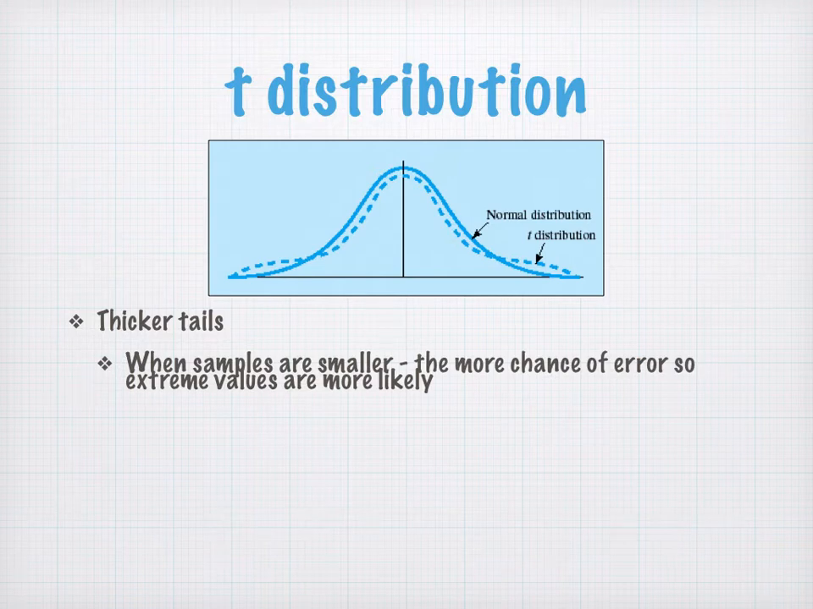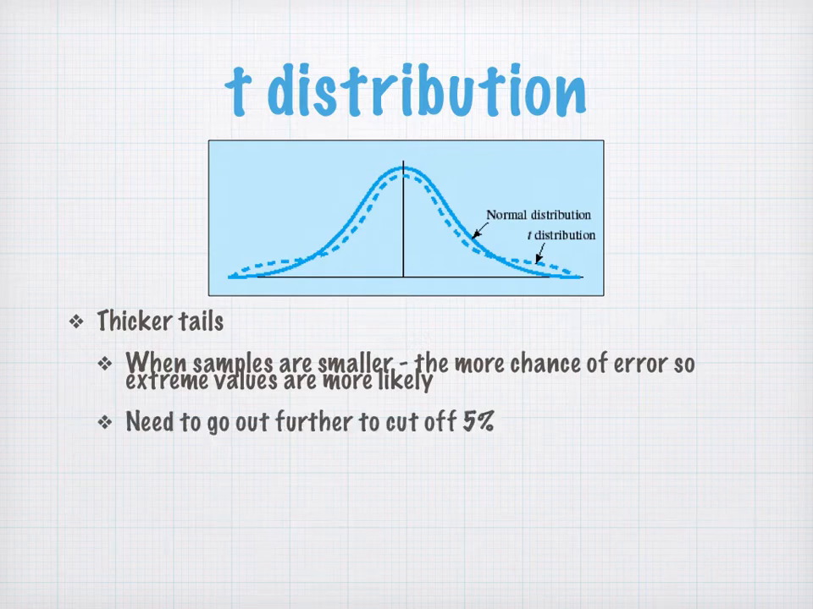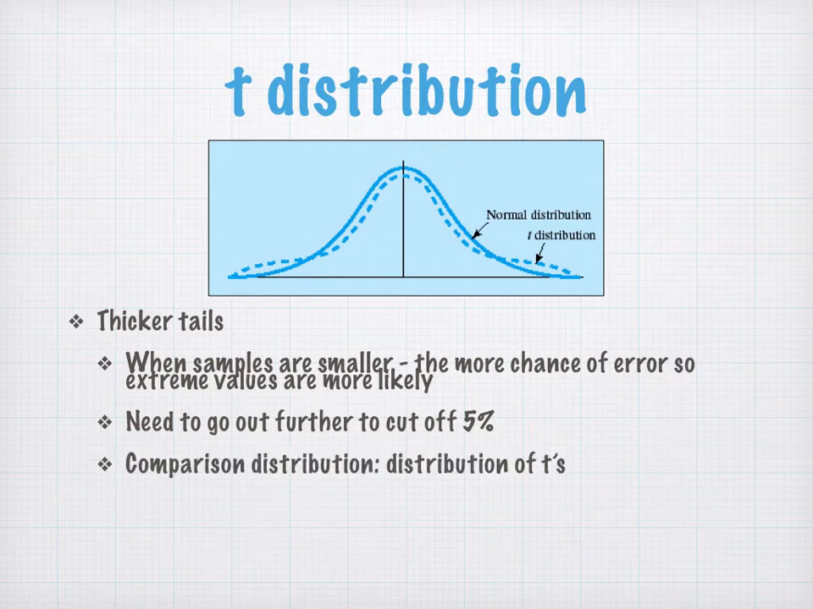What that means is when our samples are smaller, there's more of a chance of error. So extreme values are more likely. So again, when we have a really small sample, we're more likely to have an error because there's more of a percentage in those fatter tails. So sometimes we need to go further off than the 5% cutoff to really be more conservative.